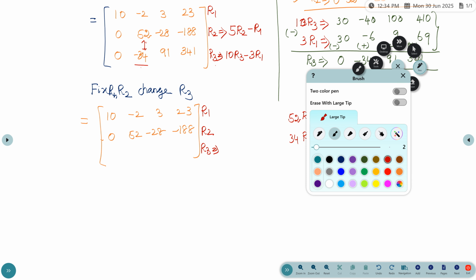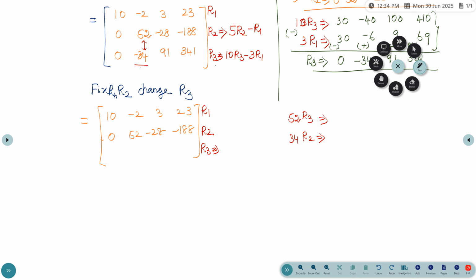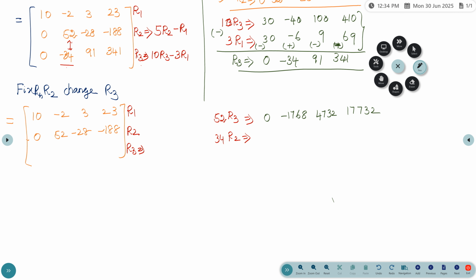What is our answer? If you multiply R3 by 52, 0 into 52, the first value is 0. Similarly, 52 into minus 34 is minus 1768. And 91 into 52 is 4732. And similarly, 341 into 52 is 17732.